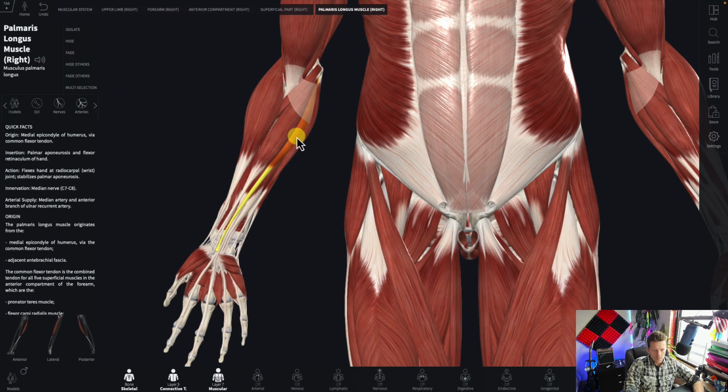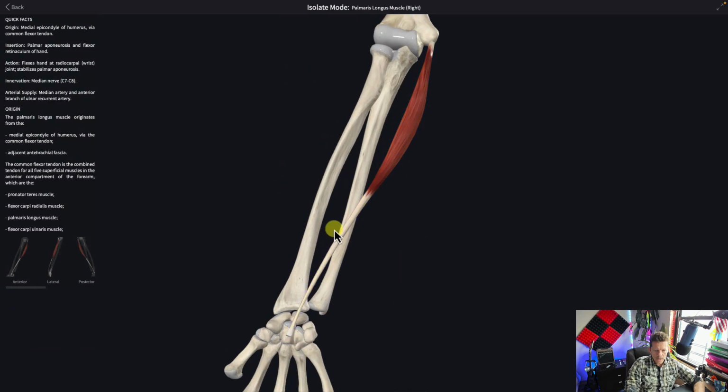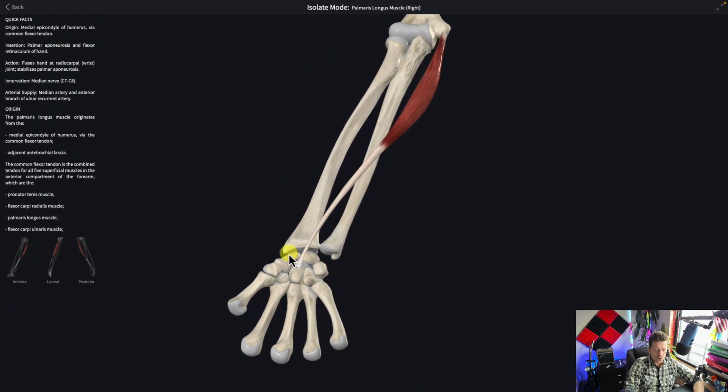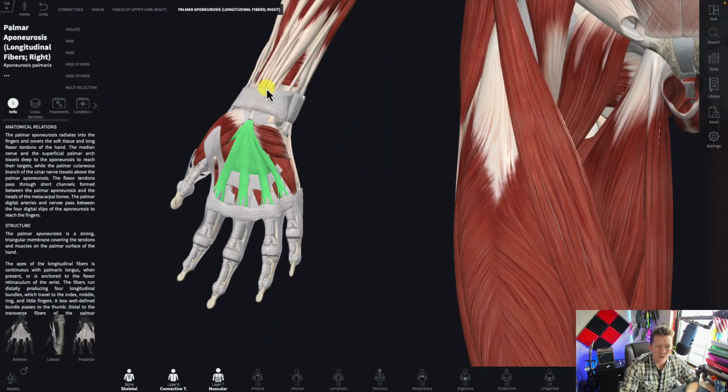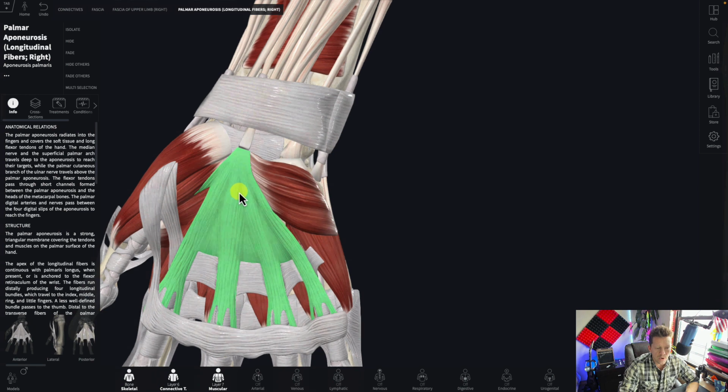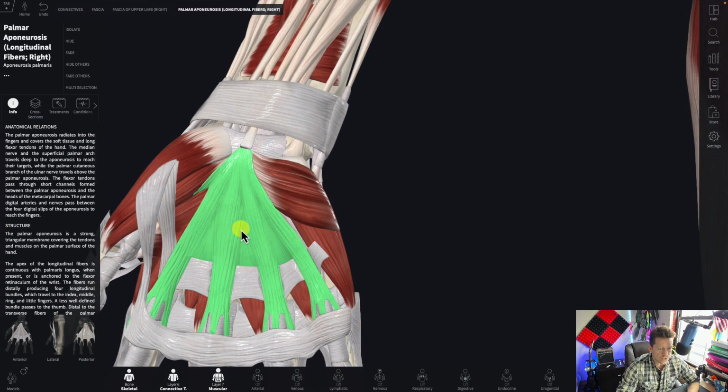So another important muscle is palmaris longus. Longus, it's long, and palmaris is the palm. So it's connected to the palm but crosses over the wrist. And the palmaris longus is connected to the palmar aponeurosis. What's interesting is that sometimes palmaris longus is absent on both forearms.